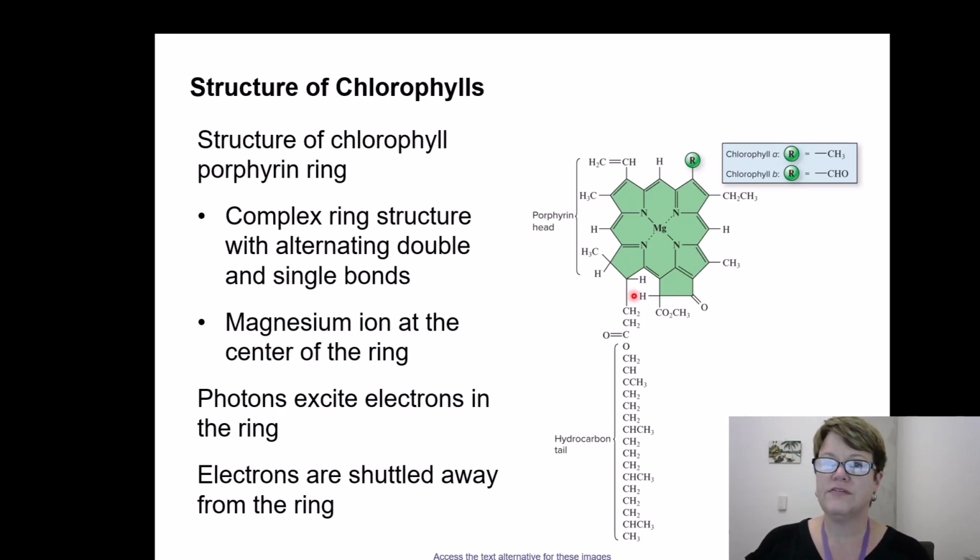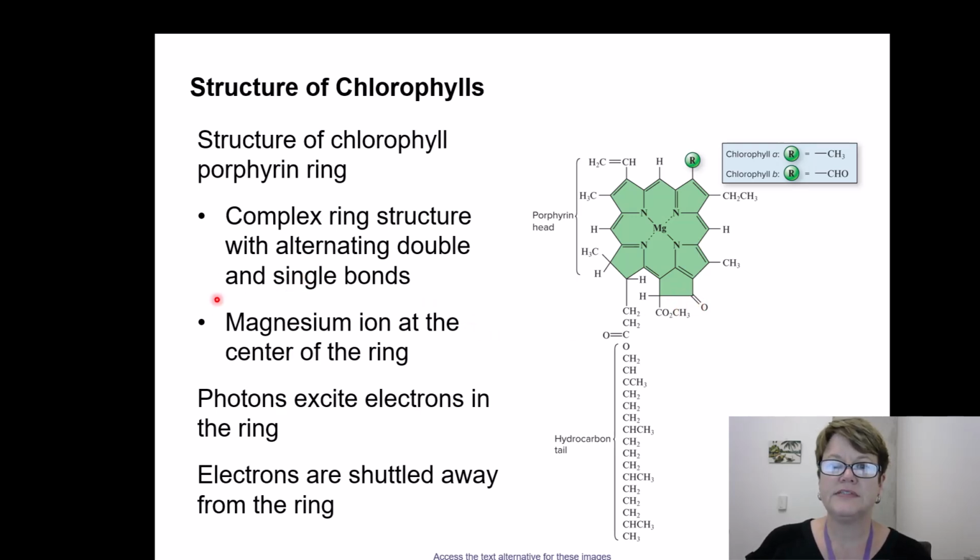So there's somewhat of a similar structure in all of the other pigments, but you can think of it in this way, inserted into the membrane, and then the part that absorbs the photon on the surface of the thylakoid membrane, which you'll remember is inside of the chloroplast.